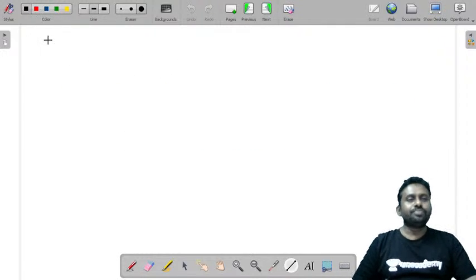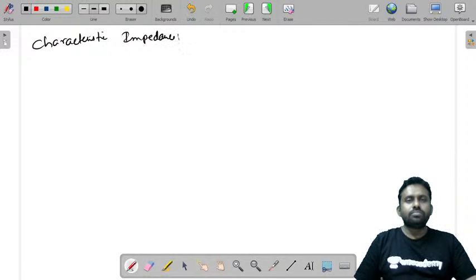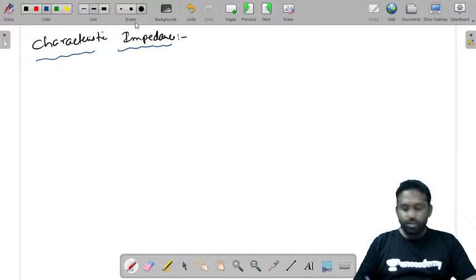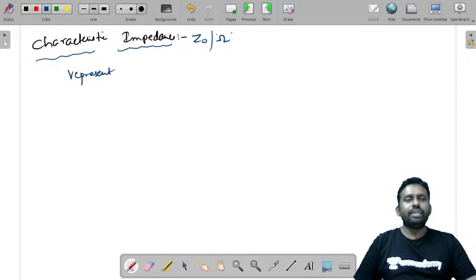So let's see characteristic impedance first. We denote the characteristic impedance by Z naught, and the units are ohms.